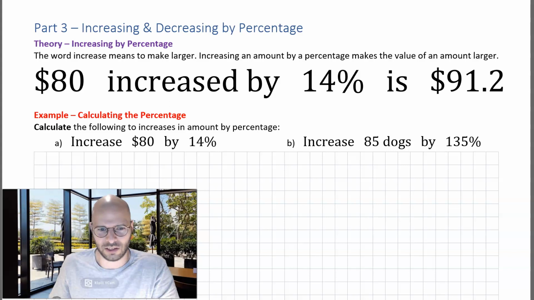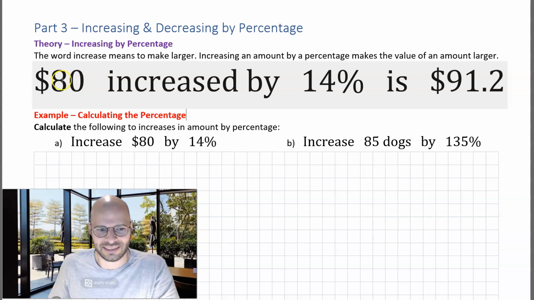Welcome back to this video series on the topic of percentage and playtime. In this lesson, we're going to have a look at how we can increase an amount by a set percentage. The word increase means to make larger. Increasing an amount by a percentage makes the value of an amount larger.